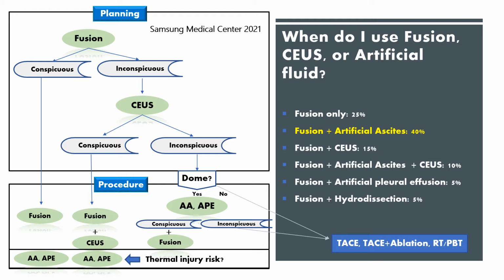We always meet the patient referred for ablation in our outpatient clinic and perform planning ultrasound with or without contrast materials. In the planning phase, we carefully assess the lesion conspicuity with fusion and/or contrast-enhanced ultrasound, safe electrode path, and technical feasibility of artificial fluid. I think you may have a similar protocol to assess the feasibility of ultrasound-guided thermal ablation. The most common technique for me in daily practice is fusion plus artificial ascites in about 40% of cases.